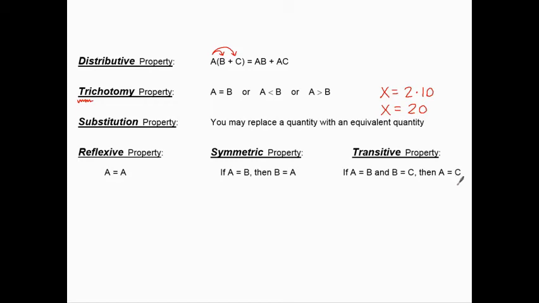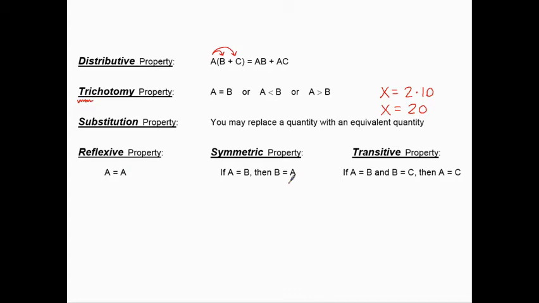The reflexive property, you probably reviewed this in geometry, says that anything is equal to itself. And that's a pretty silly property, but it's got to have a name, so it's called the reflexive property. It's like you're looking in a mirror. The symmetric property says that if we have A equals B, then B equals A.